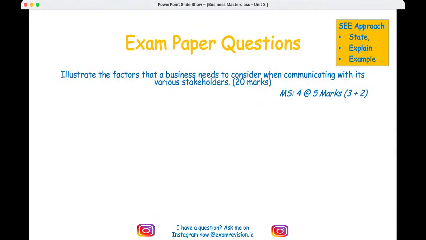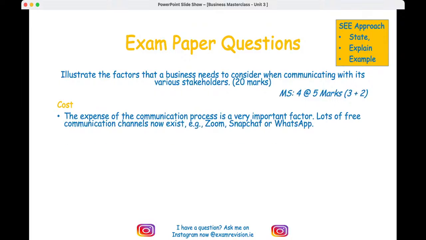Instead of having the heading cost, I would say one of the factors a business needs to consider is the cost when communicating its message. So I'd put whatever I would normally have in my heading into my first sentence. It has to be in your first sentence. So that's what I would do for that one.